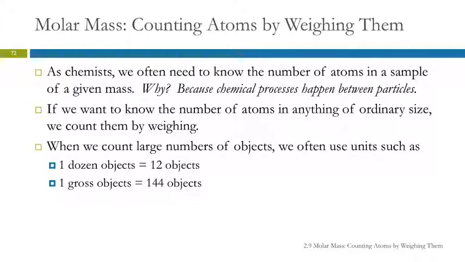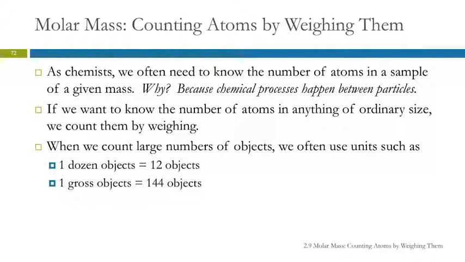If you have oranges, you can estimate the number of the oranges by weighing them and knowing what the average mass of an orange is. And we use units that are counting units for real-sized objects. And the dozen is probably the most familiar. A dozen objects is 12 objects.